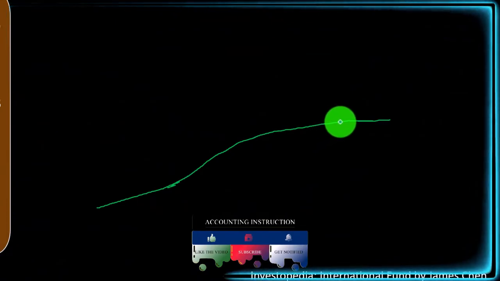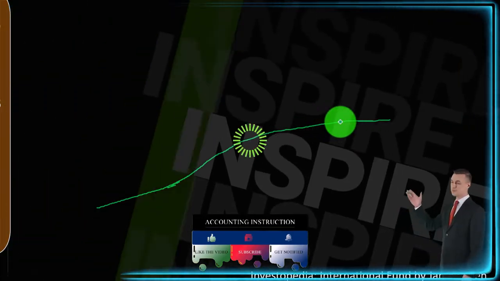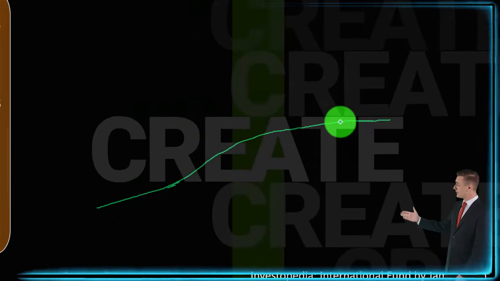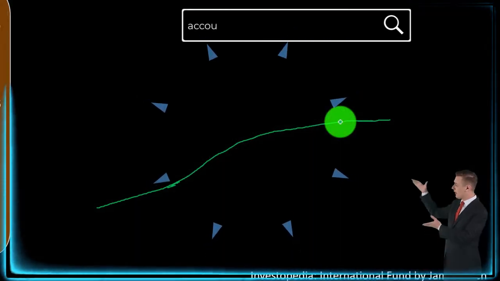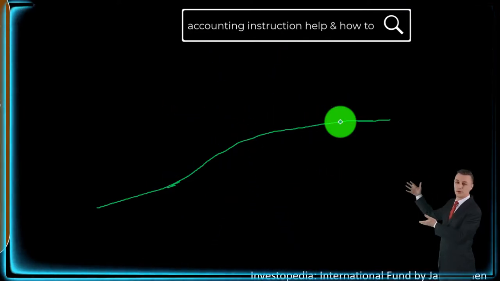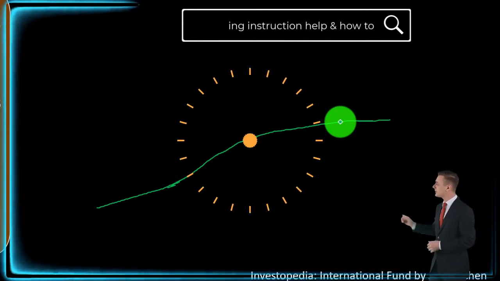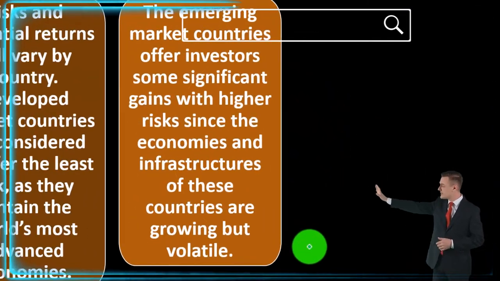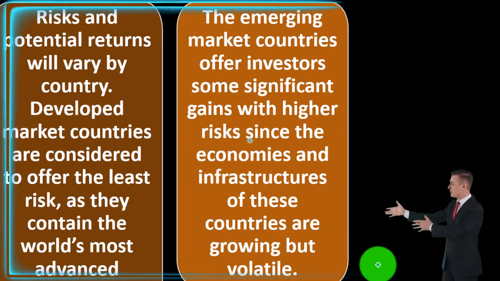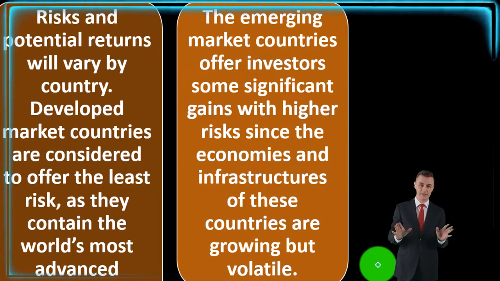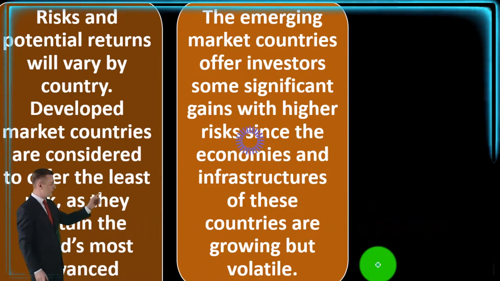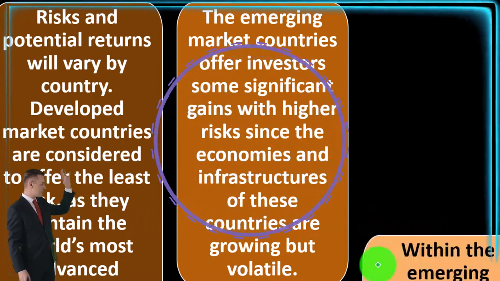Developed countries that have already been developed are like a large company, they're already behemoths. So you would think that you're not going to see that same kind of spike in terms of growth, but you would think they'd be marching along pretty well at that point and therefore having less risk related to them. So the emerging market countries offer investors some significant gains with higher risks, since the economies and infrastructures of these countries are growing but volatile.